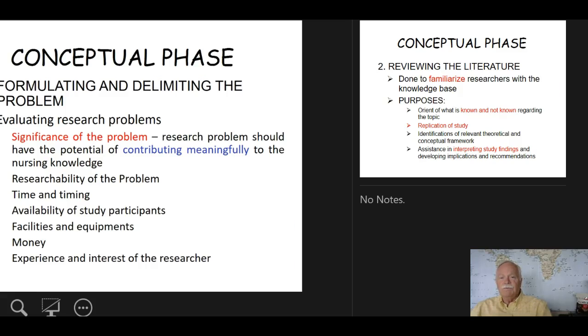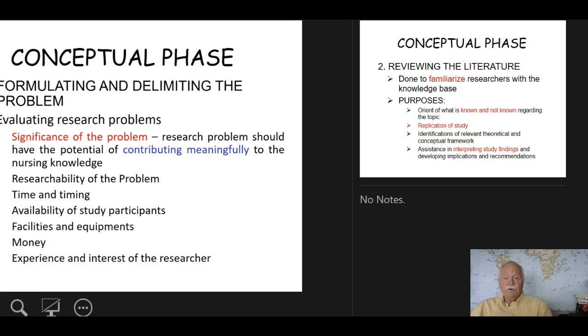So in the conceptual framework, you have to really evaluate the research problem. So what is the significance of the problem? The research problem should have the potential of contributing meaningfully to the nursing knowledge. It should be researchable. You have to consider the time and timing, how long it's going to take you to do it, the availability of your participants, any facilities and equipment that might be necessary, and of course a big issue is the funding or the money involved in conducting the research.